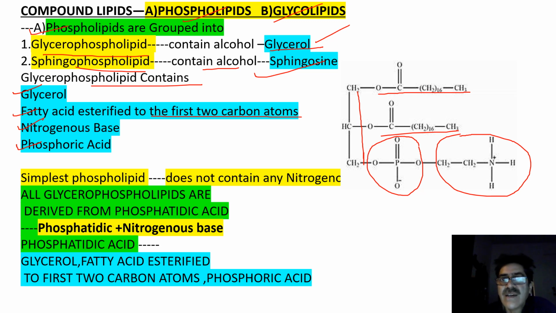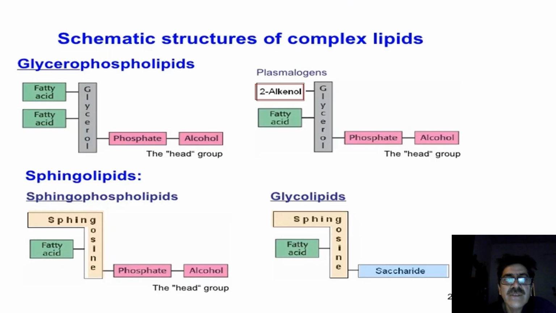Now let us see the next slide. This is the simplest structure of certain complex lipids. Now this is glycerophospholipid. You can clearly understand this is the glycerol backbone. This is a fatty acid esterified to glycerol. Another fatty acid esterified to the second carbon atom of glycerol. This is the phosphate group attached. This is the alcohol group attached. This is actually an amino alcohol.